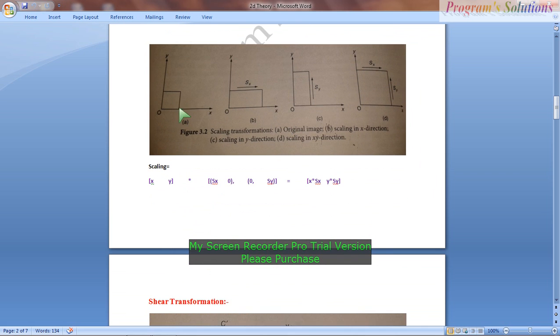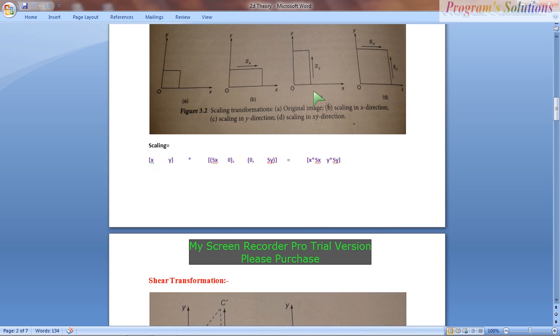Suppose this is the original image, this is the image scaled by sx amount in x direction only, and this is the image scaled in y direction only. Suppose we have to scale the image in both directions, then we use sx and sy.